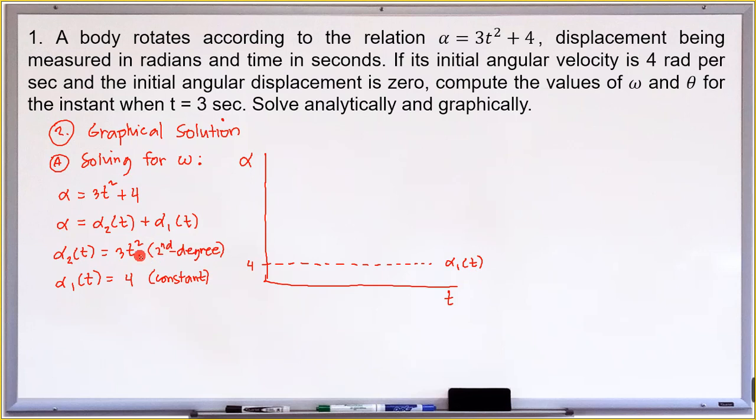So alpha 2 is a quadratic function. That is alpha as a function of time. I hope you are familiar with the form of a parabola, because the shape of a quadratic function, which is a second degree function, is in the form of a parabola. Since the t is squared, this is a parabola or a quadratic function that opens upward because it is positive. If it were negative 3, negative 3 t squared, that is a parabola or a quadratic equation that opens downward. But since this one is positive, it opens upward.